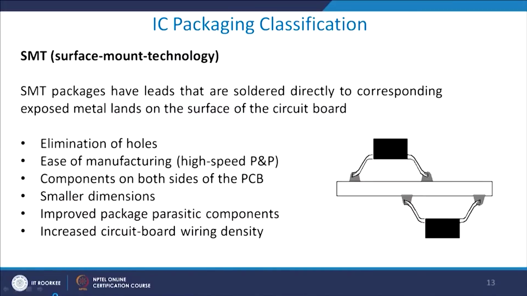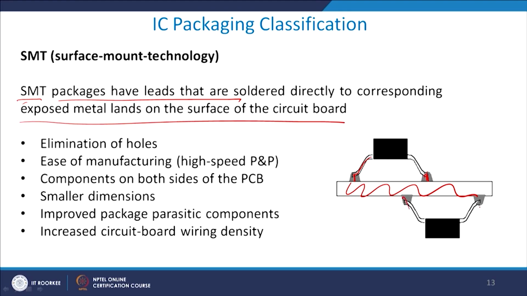Then you have surface mount technology, or SMT packages, that have leads that are soldered to the surface of the exposed metal band. So, on this circuit board, you just have to solder it here. You do not have holes, so elimination of holes is the first advantage. It is easily manufactured, and you can use both sides of the PCB. They have much smaller dimensions, and therefore they have reduced parasitics and larger wiring density, and therefore you have tighter control over the wire package, and that is the advantage of IC packaging in this case.